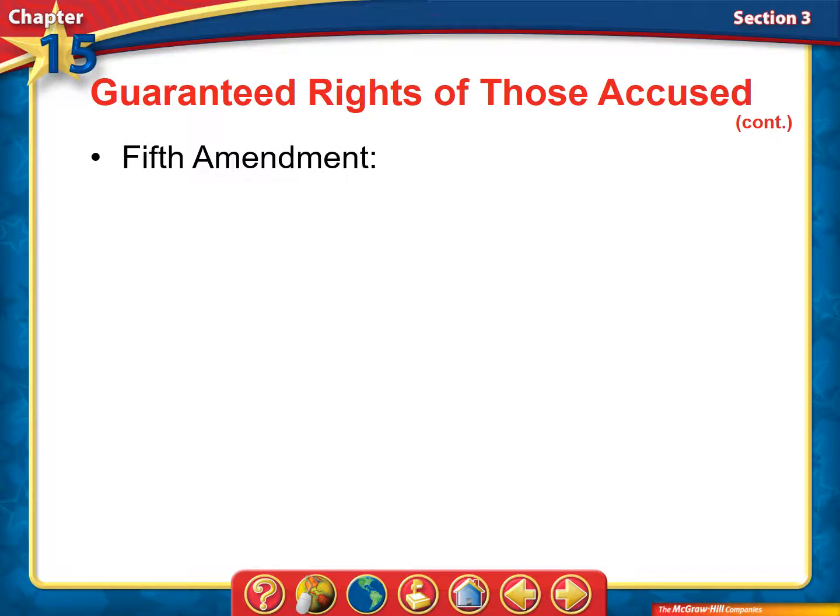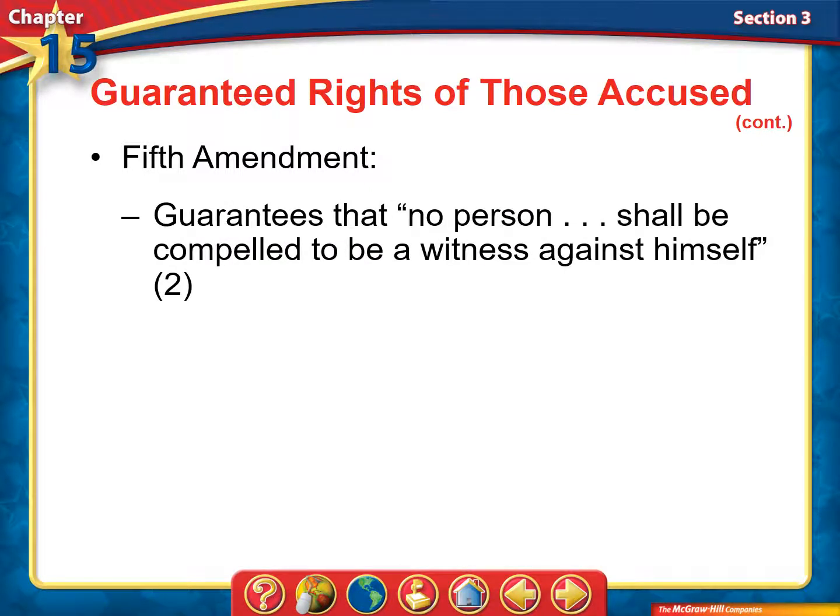But next, I want to get into the Fifth Amendment. The Fifth Amendment guarantees that, quote, no person shall be compelled to be a witness against themselves. You cannot be made to tell on yourself. You can plead the Fifth, and you can remain silent from the time you are arrested until the time that your trial is completed.